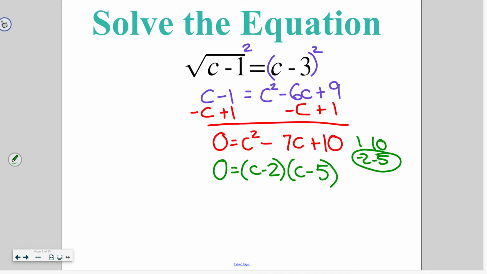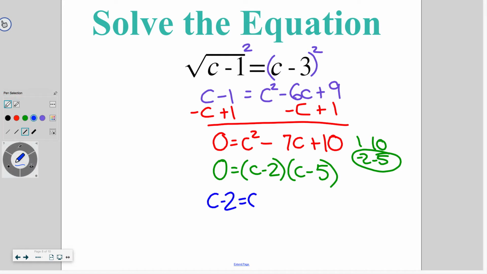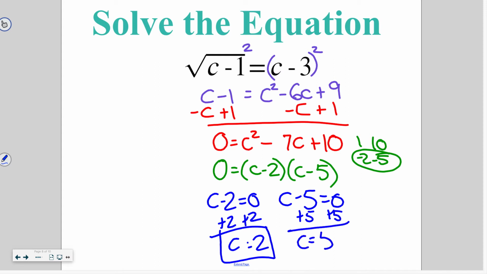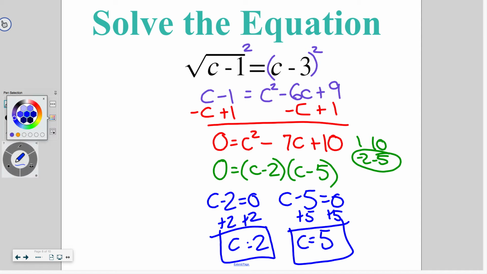In order to solve both of those, I'm going to set both of them equal to 0. So c minus 2 is equal to 0. Adding 2, I get c is equal to 2. So that's my first answer. C minus 5 is equal to 0. Adding 5 gives me c is equal to 5. So now that I've gotten two answers, I need to go back and check to make sure that they both solve the original problem, or see if they are extraneous.